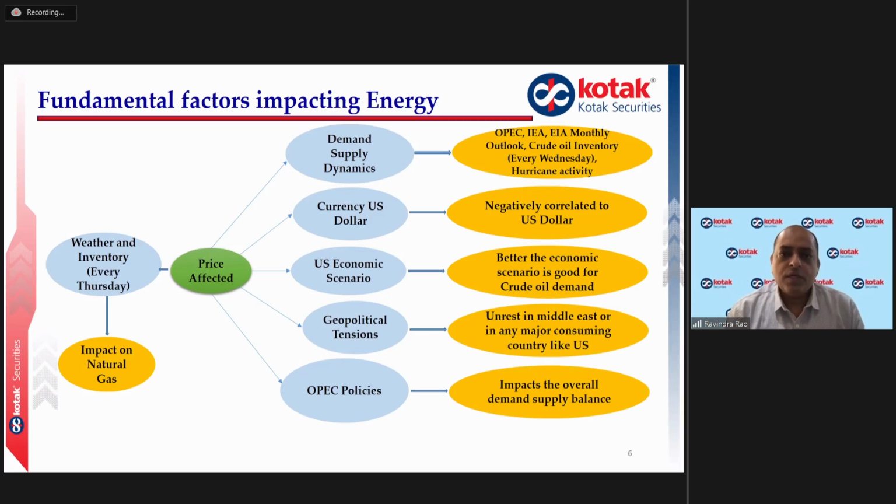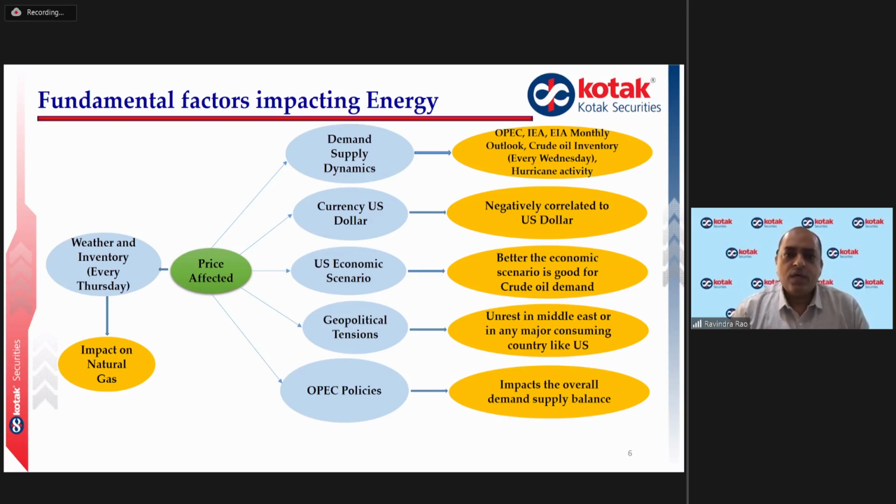And US economic scenario. Now, if the US economy is doing well, then people will spend more. People will go for drives, and the demand for oil will increase, and that is how the prices move up because of the better demand. But on the other side, if the economic scenario is not that great, then people won't spend more, and that has a negative bearing on crude oil prices. So the US economic scenario is very, very important while tracking crude prices.